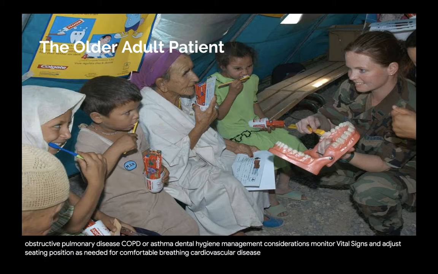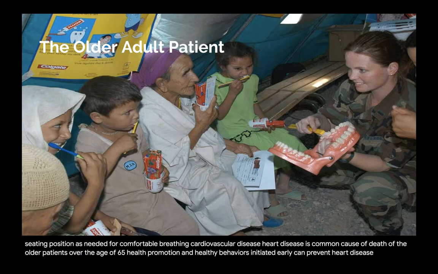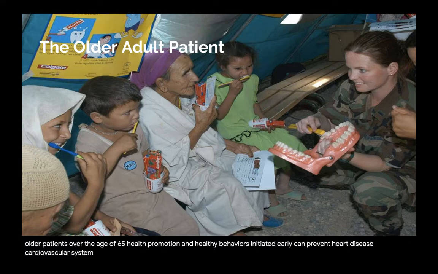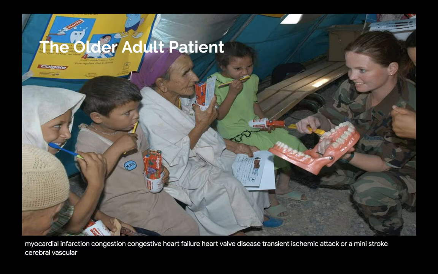Cardiovascular disease. Heart disease is a common cause of death of older patients over the age of 65. Health promotion and healthy behaviors initiated early can prevent heart disease. Age-related disorders of the cardiovascular system include arteriosclerosis and atherosclerosis, hypertension and postural hypotension, angina pectoris, myocardial infarction, congestive heart failure, heart valve disease, transient ischemic attack or a mini stroke, and cerebrovascular accident or a stroke. Dental hygiene management considerations: monitor blood pressure, use relaxation techniques, and encourage lifestyle change.